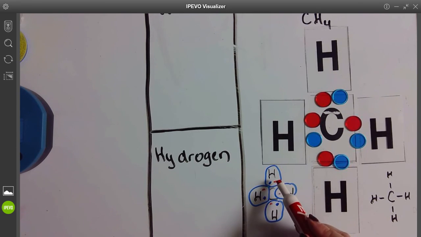And then carbon would have to have 8. So 2, 4, 6, 8. So carbon has an octet. It would look like its nearest noble gas, which would be neon. Okay, so now we learn how to draw structures with more than 2 atoms.